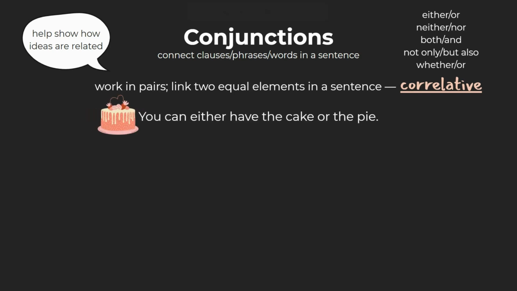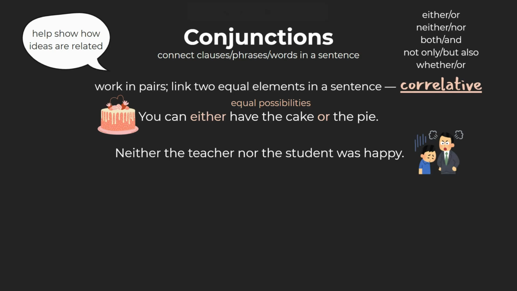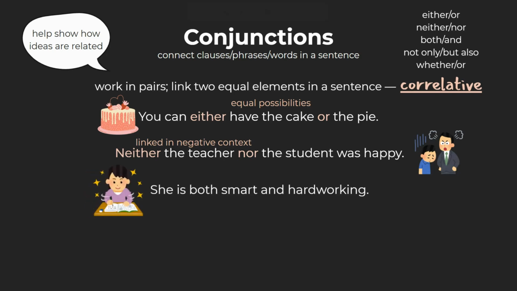You can either have the cake or the pie. Using either or, both options are presented as equal possibilities. Neither the teacher nor the student was happy. Using neither nor, both parts are linked in a negative context. She is both smart and hardworking. Both and shows that both qualities apply to the subject.